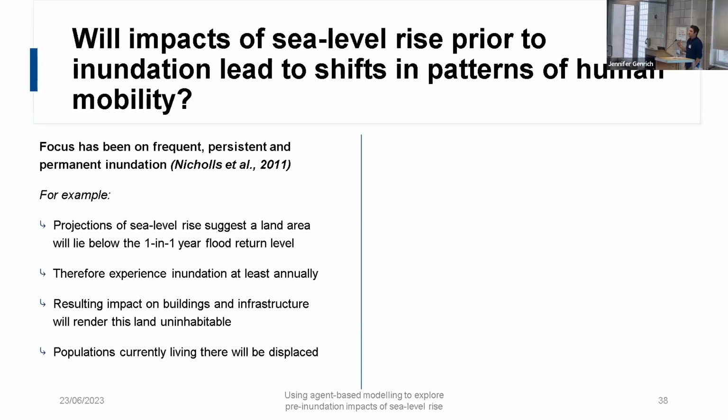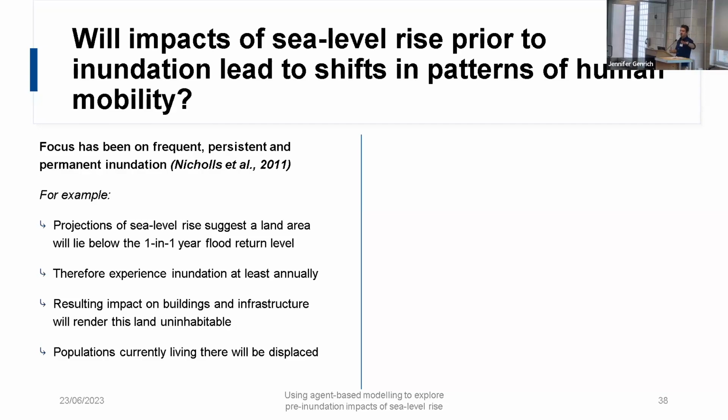I think in the public imagination, and to a certain degree, studies looking at sea level rise and mobility have tended to focus on inundation, i.e. land which is being lost to the sea. That can be defined in many ways, but take Robert Nicholls' example. You take a projection of sea level rise that suggests a land area will lie within a 1 in 1 year floodplain level, so you're expecting inundation annually. The resulting impact on buildings and infrastructure will render that uninhabitable, and the populations living there will be displaced.